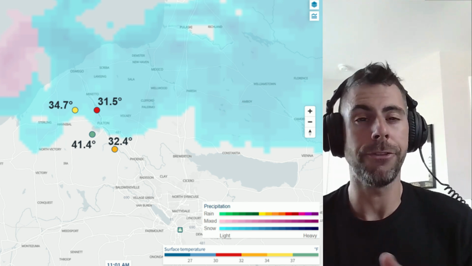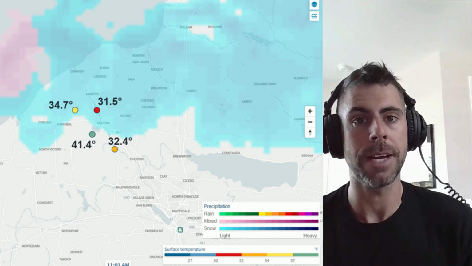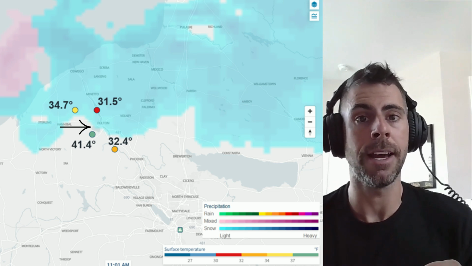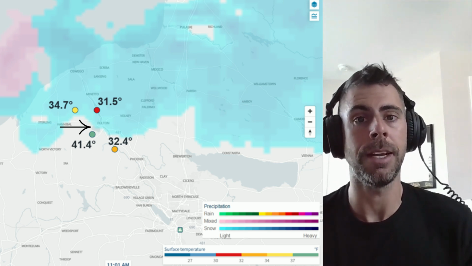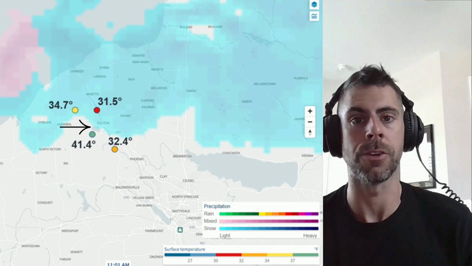significant. Also, if you look closely at the one to the southwest that's reporting at about 41 degrees, there is a lake in that area, and that could have been influencing the road temperature there.